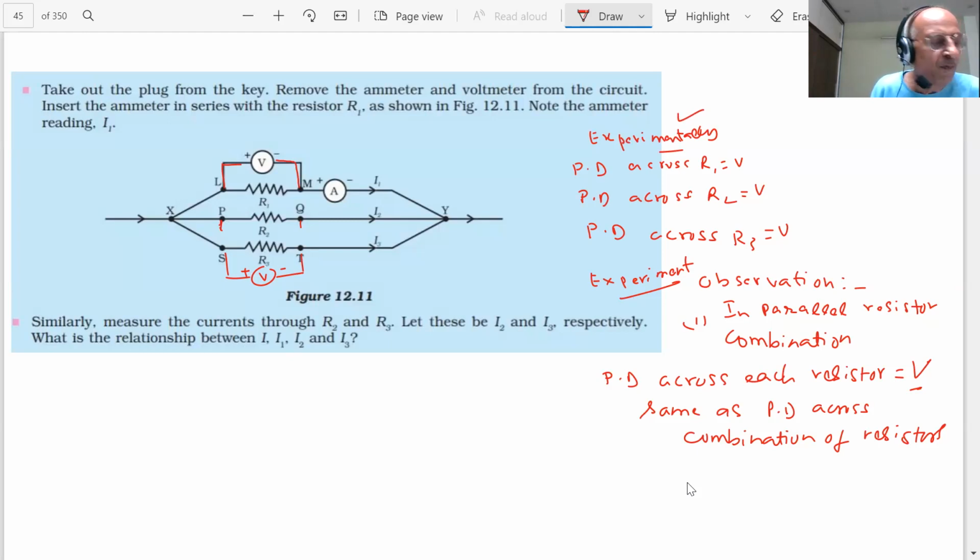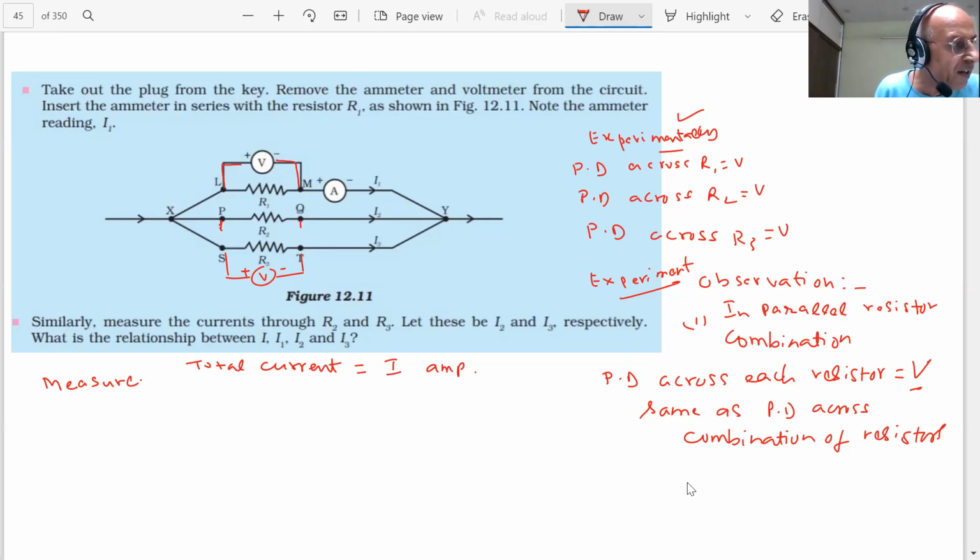Now we will have to measure the current. You have measured the potential difference in the parallel circuit. V is the same. Let us measure now. What we will measure? The total current is how much? Total current flowing through the circuit is I amperes. Let us see if the current is the same across each resistor.